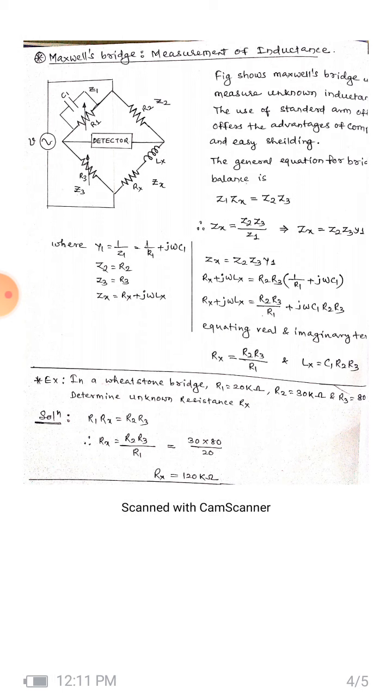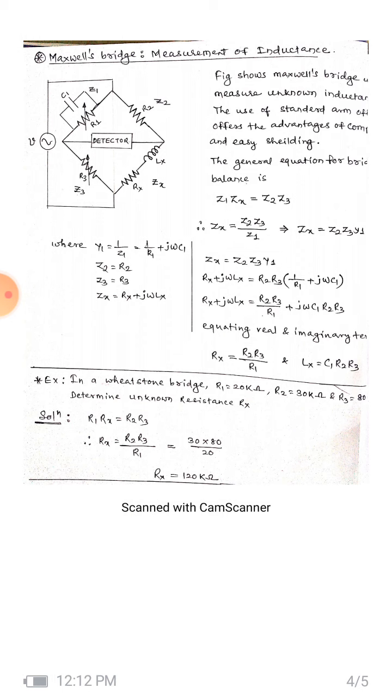Z1 into Zx is equal to Z2 into Z3. As I already told, the unknown impedance, Zx, is what we are going to calculate here. So Zx is equal to Z2 into Z3 divided by Z1, and we can write this as Zx is equal to Z2 into Z3 into Y1, that is, 1 divided by Z1 is Y1. Now we are going to substitute the values of Zx, Z2, Z3 and Y1 here.